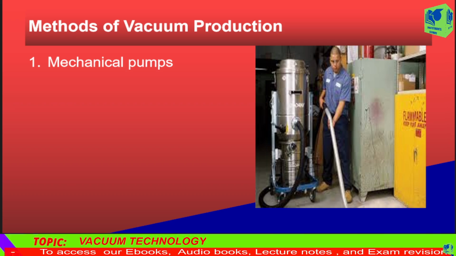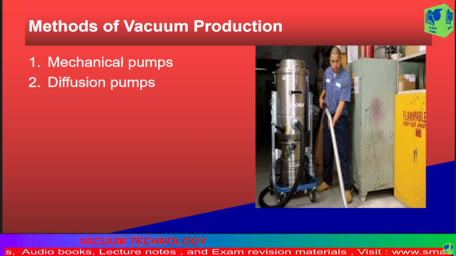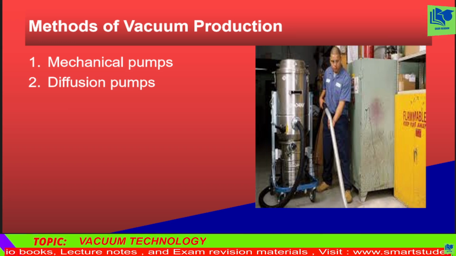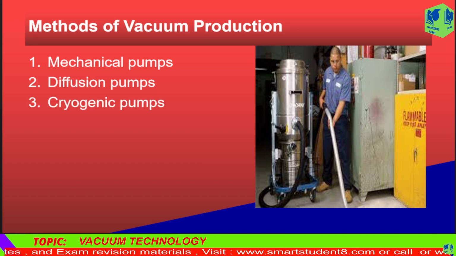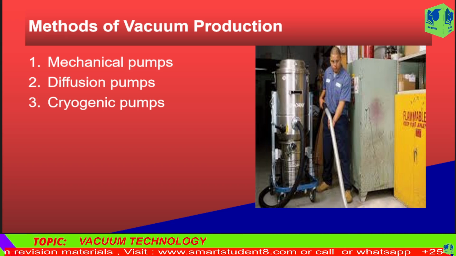For higher vacuums, we often rely on diffusion pumps. These pumps use high-speed jets of vapor to trap and remove gas molecules. They're particularly effective for achieving high vacuum levels in systems like electron microscopes. Then we have cryogenic pumps. These pumps use extremely low temperatures to condense and freeze gas molecules, effectively trapping them. They're essential for creating ultra-high vacuums.